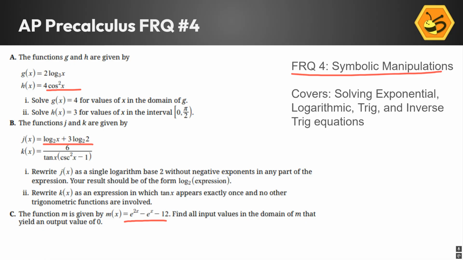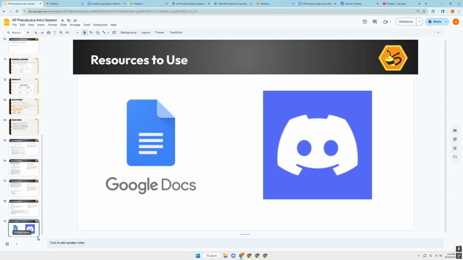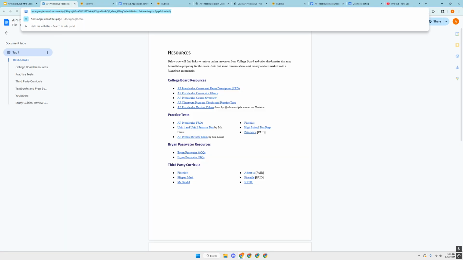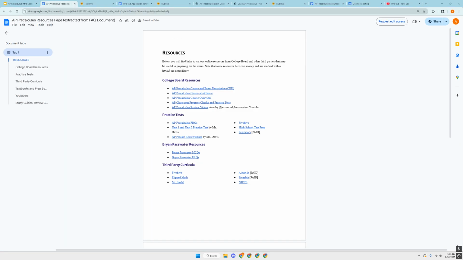Where can I find more questions? Yep, we will get to that on the next slide, the resources slide. This is also linked in the AP Precalculus channel. It's in the Precalc pins, but for now, I'll post it in here. So we'll go through all the resources.